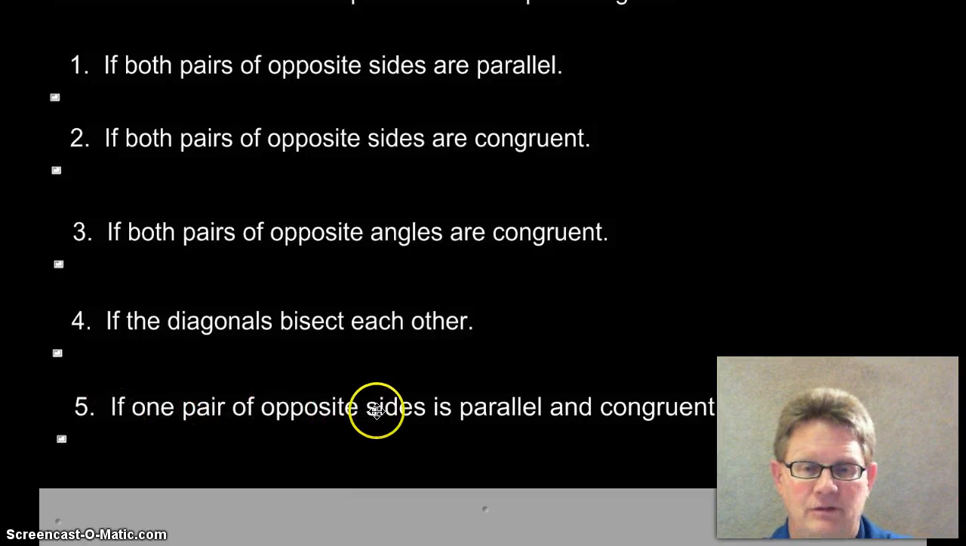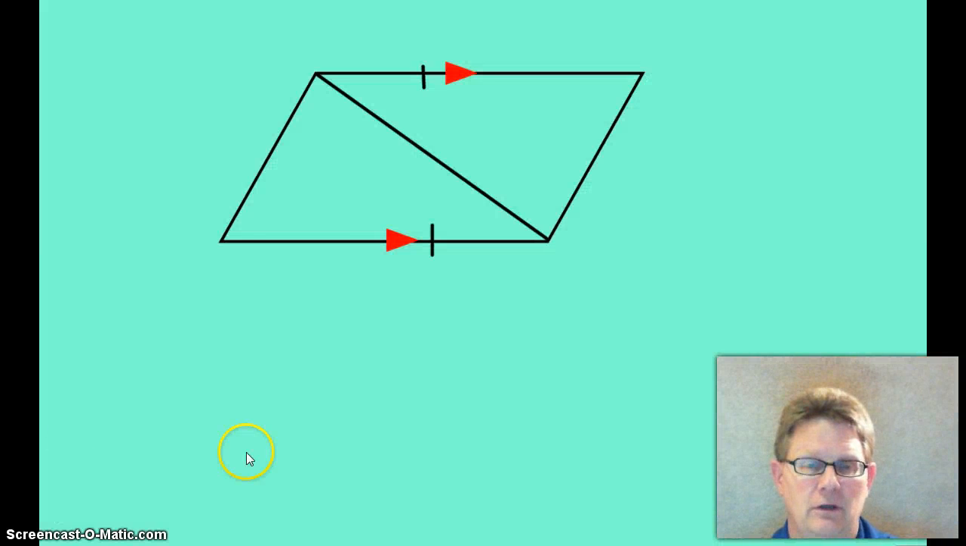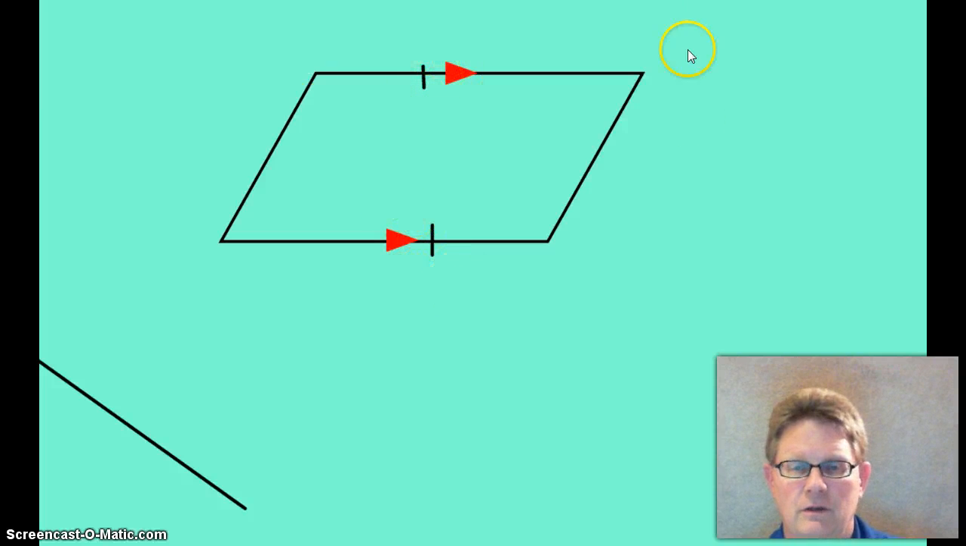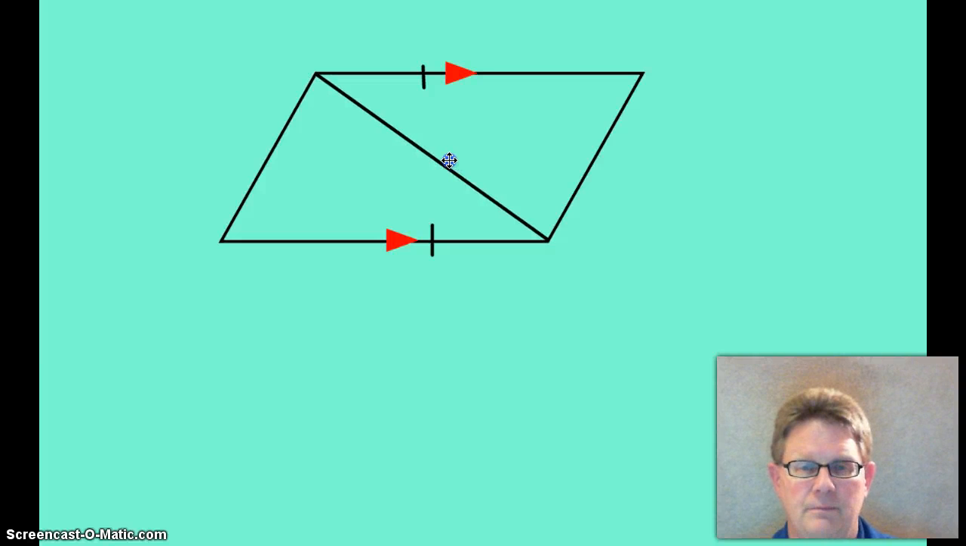If one pair of opposite sides is parallel and congruent, then it's going to be a parallelogram. So if you can get one pair of sides on this quadrilateral that's parallel and congruent, then this thing will be a parallelogram. And the proof again would be to draw an auxiliary line, because what we need is the other set of sides being parallel, because we know these two are parallel already.